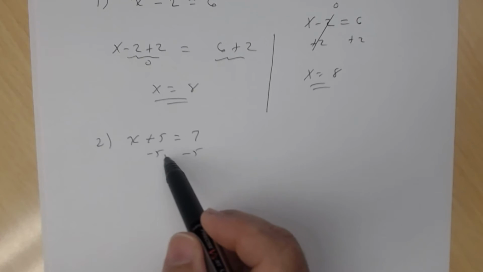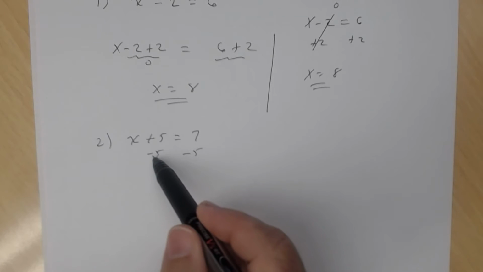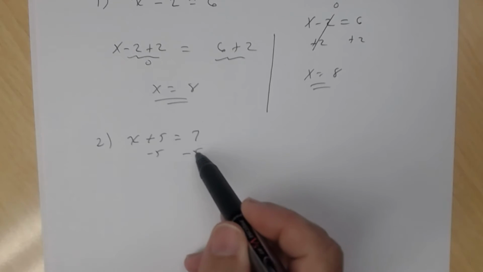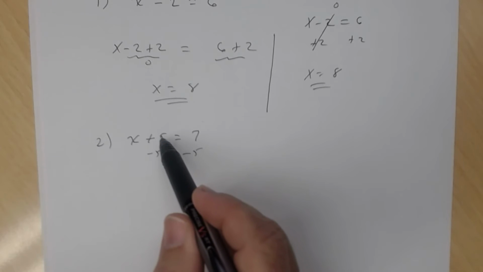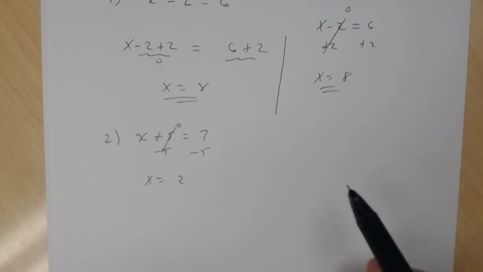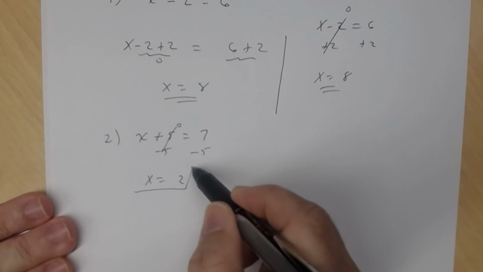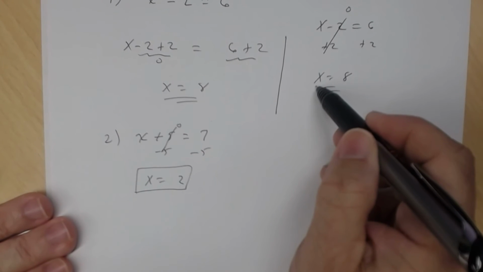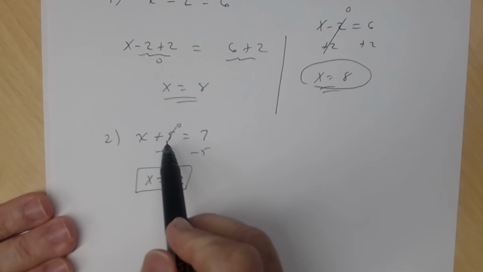Again, what you do to one side, you have to do to the other. So notice I have subtract 5 here, and I have subtract 5 on the right side. And now combine like terms. 5 subtract 5 is 0, and so I get x to equal 2. So that's your solution here. X equal 2 is your solution, because 2 plus 5 is 7.